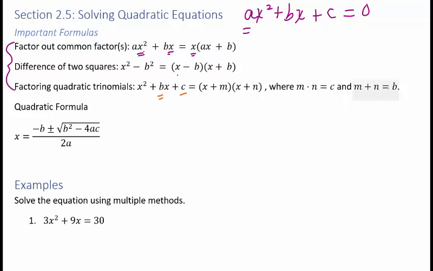Another very important formula is the quadratic formula, and it is derived using a method called completing the square. I'll do one example of that in just a minute. It's x equals negative b plus or minus the square root of b squared minus 4ac, divided by 2a.